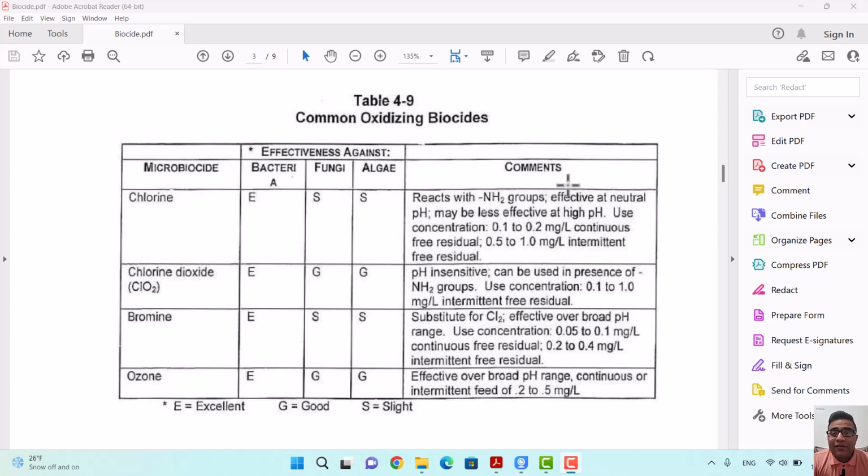And let's see more details about chlorine and other microbiocides here. Chlorine is effective at neutral pH, about 7, for instance 7.4 or 7.5 has the best performance, and it may be less effective at high pH. Use concentration of 0.1 to 0.2 ppm continuous free residual and 0.5 to 1 ppm intermittent free residuals.